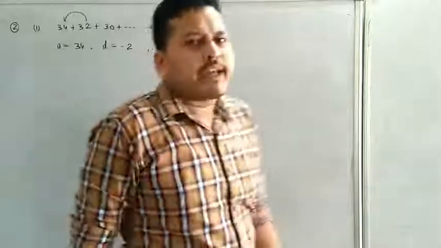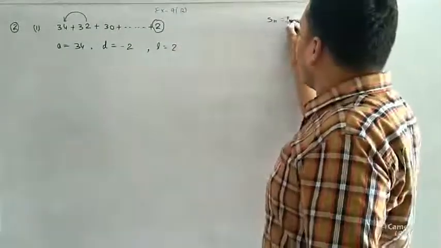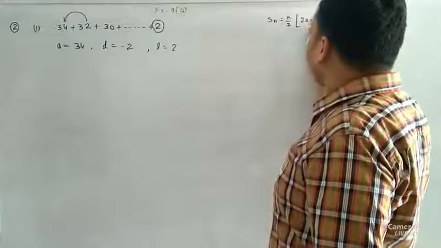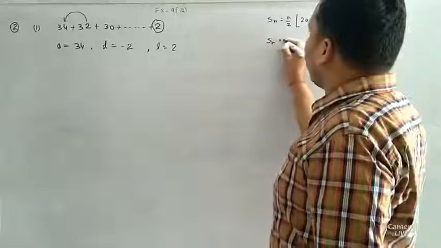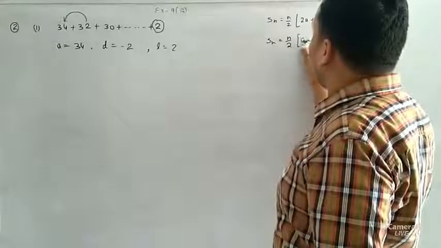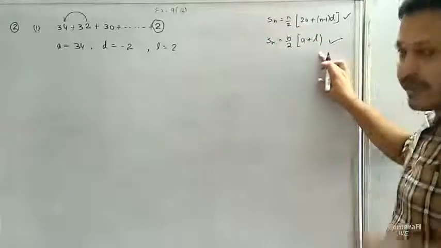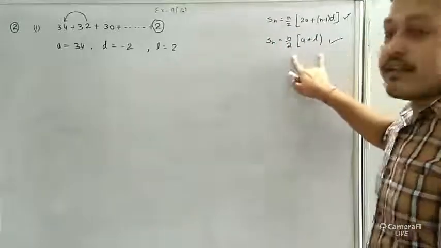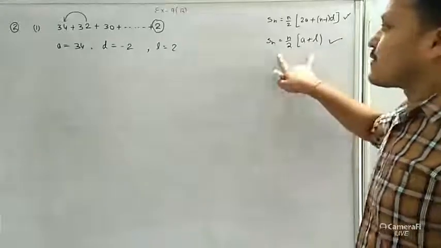Which formula can we apply here? We have two formulas. Sn is equal to n by 2 into 2a plus n minus 1 into d. The second one, using the last term, is Sn equal to n by 2 into a plus l. It is a simple one. We can apply either one, but in the second the calculation is very easy, so we can apply this formula.